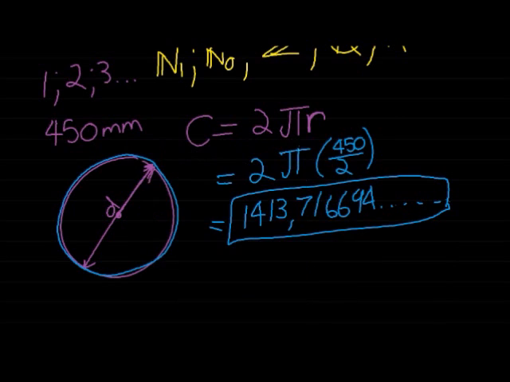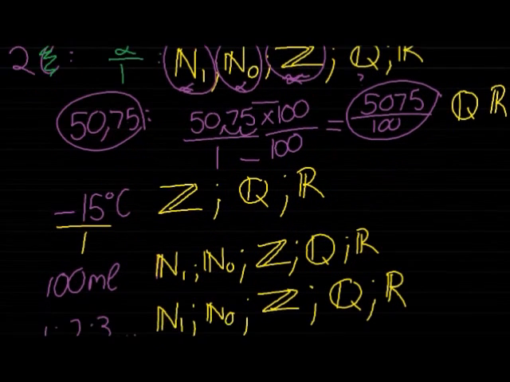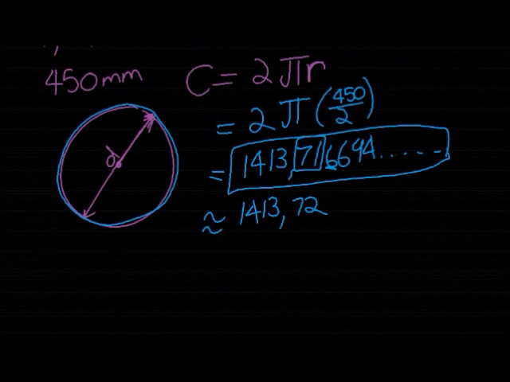That won't work. So usually we round the answer off. Let's just go to 2 decimal places: 1413.72. Is this closer to 71 or 72? Because that's a 6, it's closer to 72. There we go. Let's put this answer that we have here.